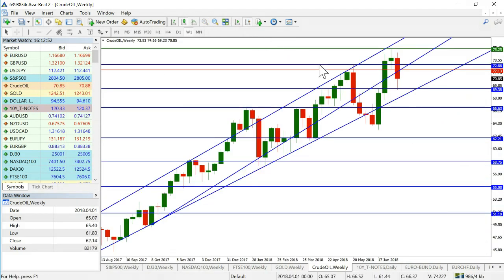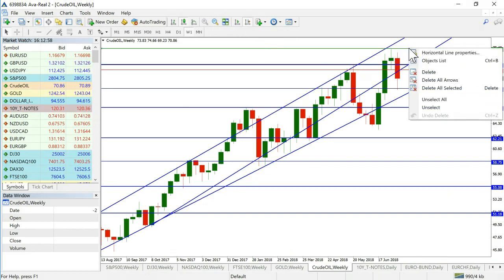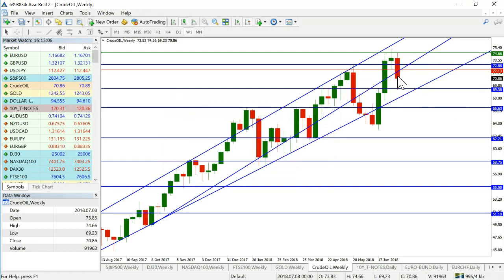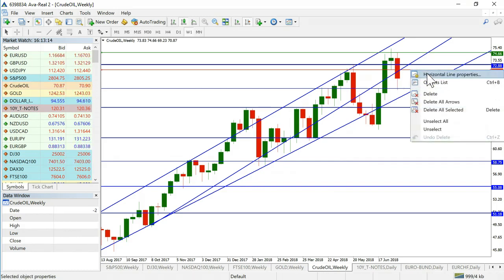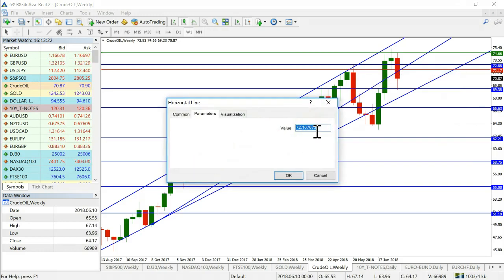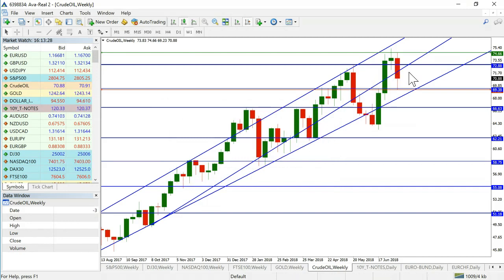So zooming in, we can absolutely work with new highs and new lows. 74.66 to the upside, and to the downside we have the 69.23. Okay, that's the highs and the lows in the crude oil on the weekly time frame.